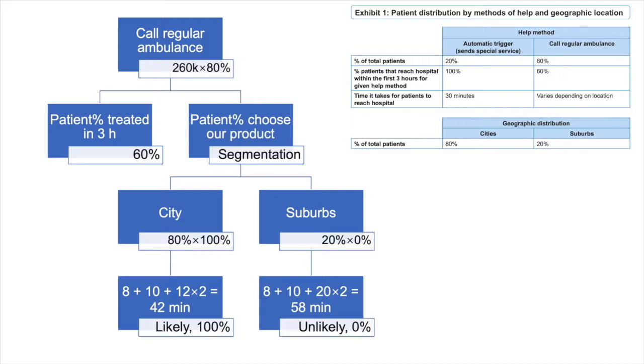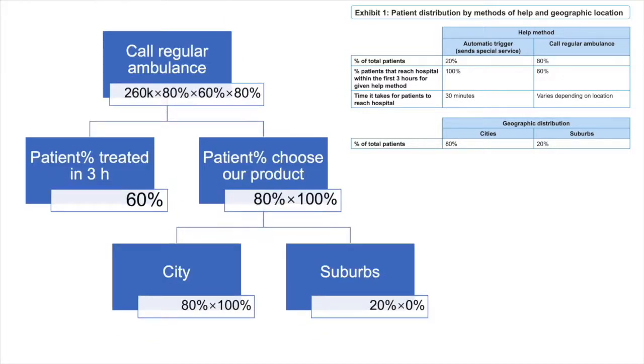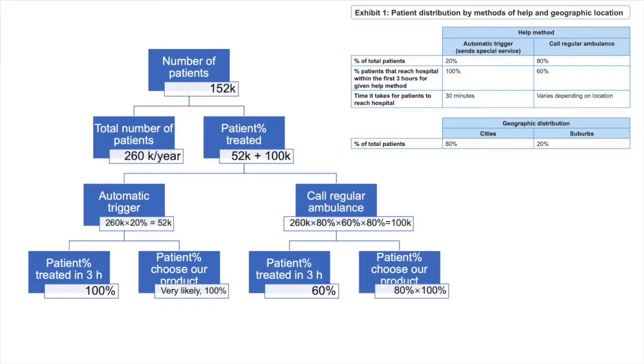With that, I will go back to the higher level of the framework. The patients who choose our product under the ambulance branch are all coming from the city, which is 80% of the population times 100%. If we plug all the numbers in to calculate the patient population who call the ambulance, it will be 260K times 80%, which are the people receiving the service, times 60%, which is who can actually reach the hospital in the first 3 hours, multiplied by 80%, those people who live in the city that will choose our product.